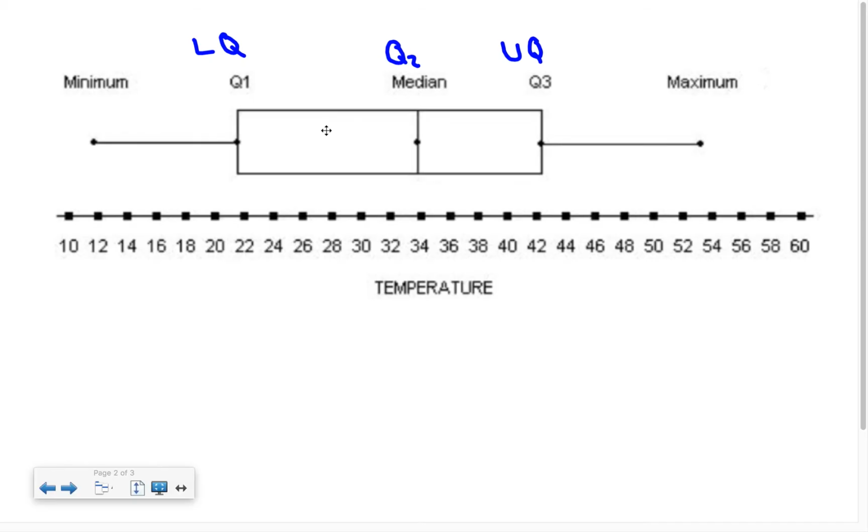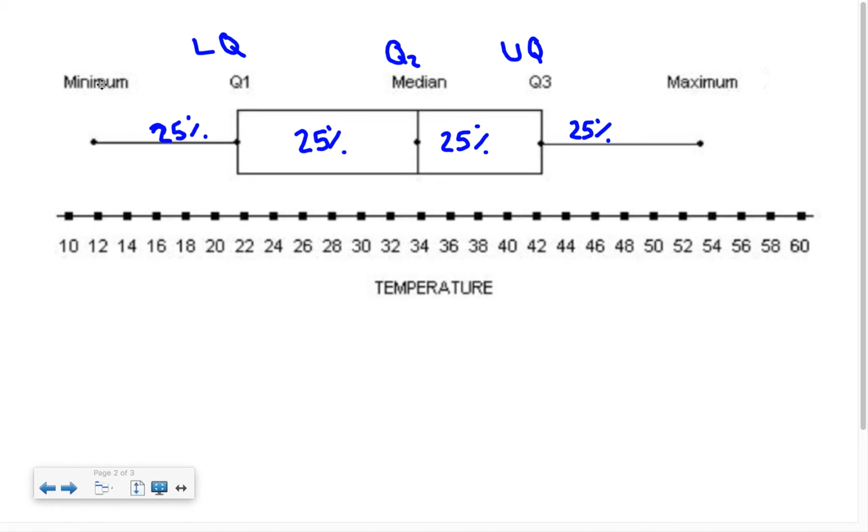Now, we know that our quartiles split our data up into 25% in each quartile. So does a box plot. From the minimum to quartile 1, that's going to be 25% of our data. From quartile 1 to the median, that's another 25%. From the median to quartile 3, another 25%. And then from quartile 3, or the upper quartile, to the maximum is our last 25% of the data. 25, 25, 25, 25. So altogether, this is going to be 100% of our data.